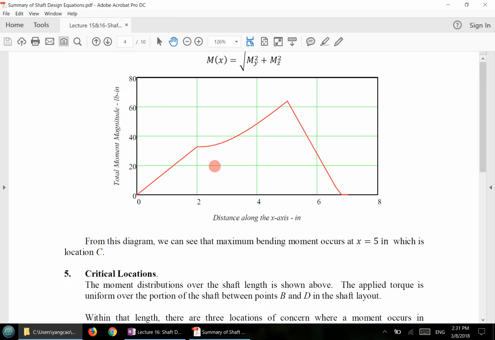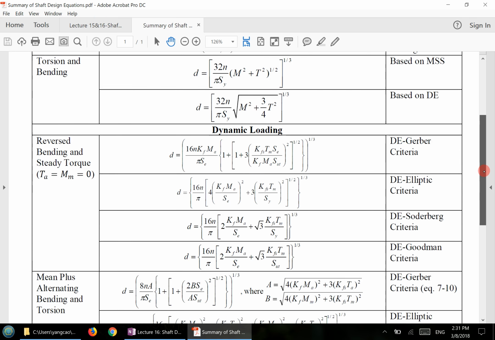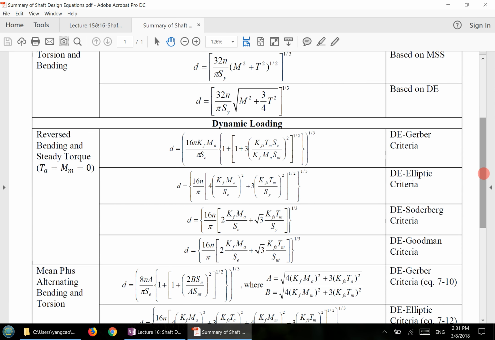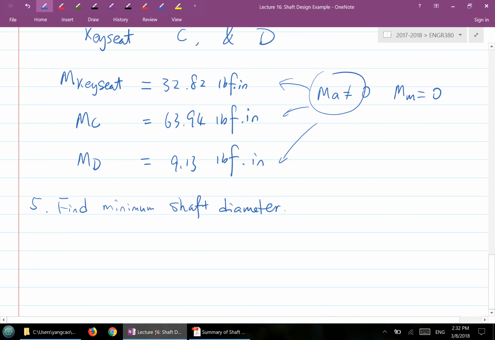I'll show you the formulas here, right? This is the formula under completely reversed bending and a steady torque. That's the formula we're going to use. And in my question, which one did I use? Probably the Gerber line here. Anyway, we'll use one of those formulas here.